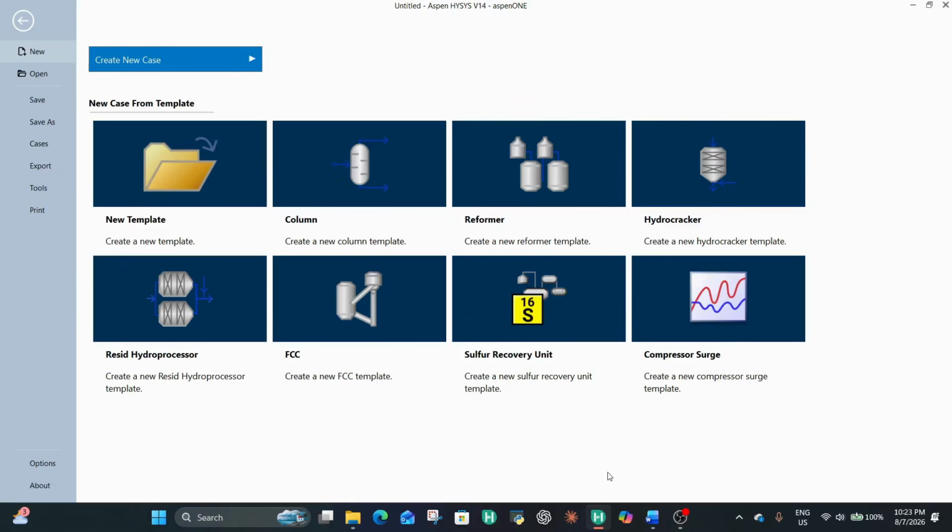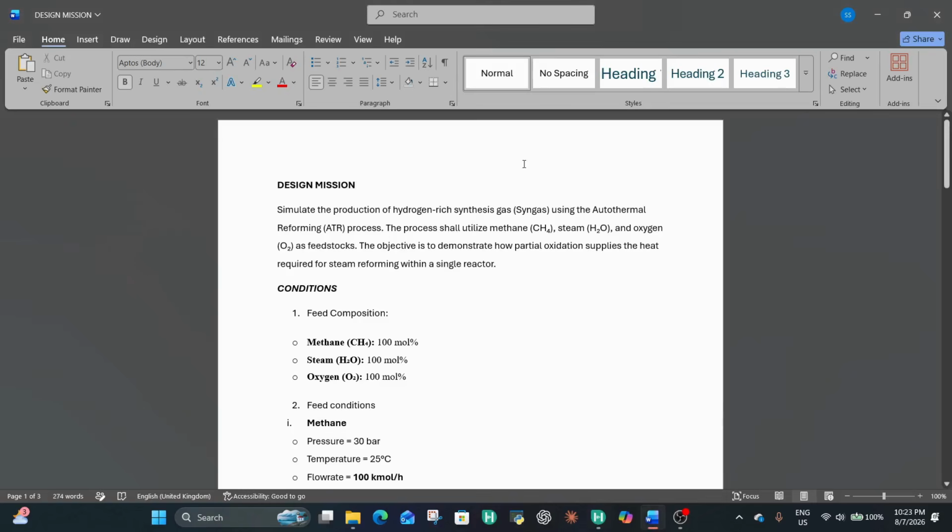Now, let's dive in. Engineers in the rough, we have a design mission on hand. Your mission, should you choose to accept it, is to simulate the production of hydrogen-rich syngas, aka synthesis gas, using the Autothermal Reforming process, ATR. Take note of that. The process shall utilize methane, steam, and oxygen as feedstocks. The objective is to demonstrate how partial oxidation supplies the heat required for steam reforming within a single reactor.